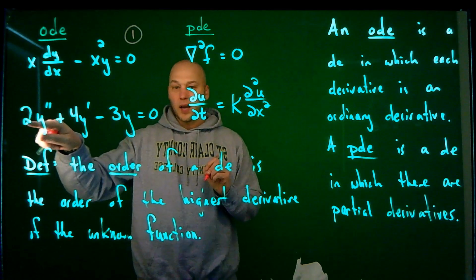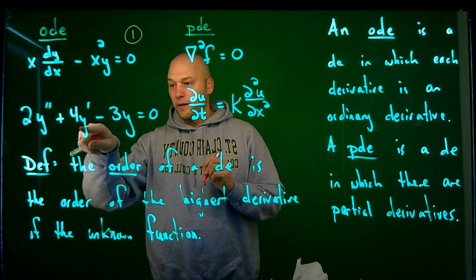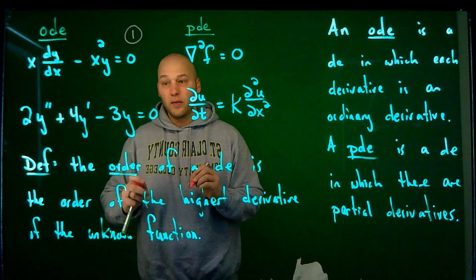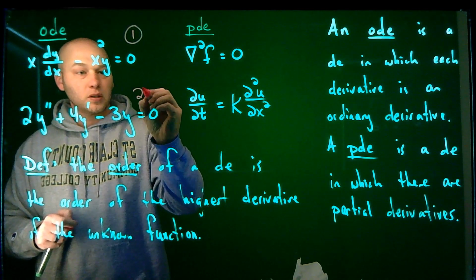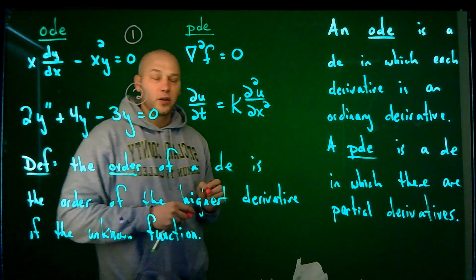If I look at the second ODE, not only do I have a first derivative, but I have a second derivative. Therefore, the order of this one would be 2. So this is a second order differential equation.